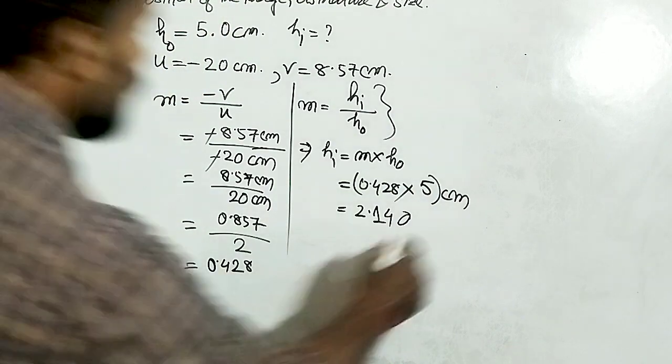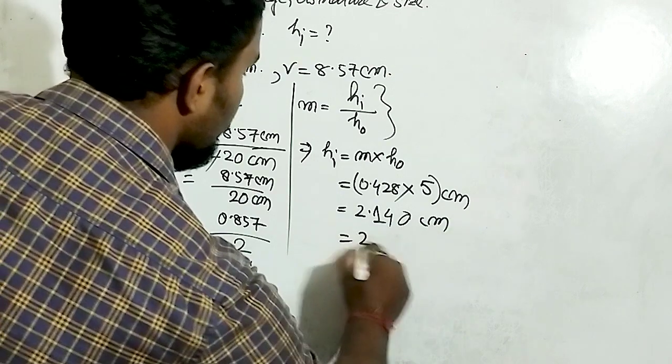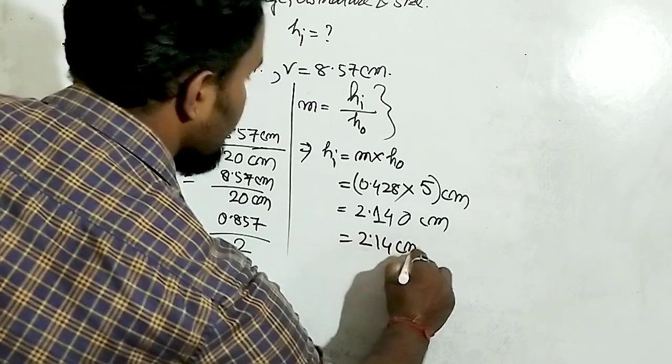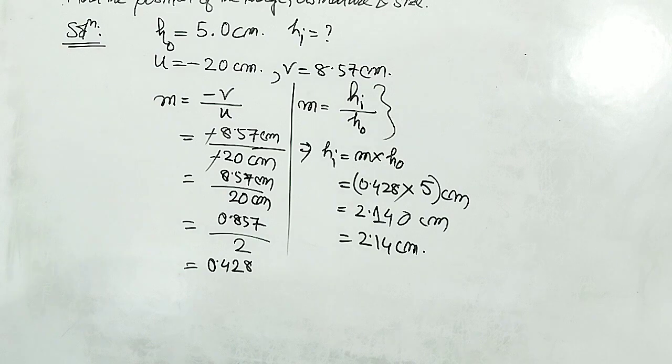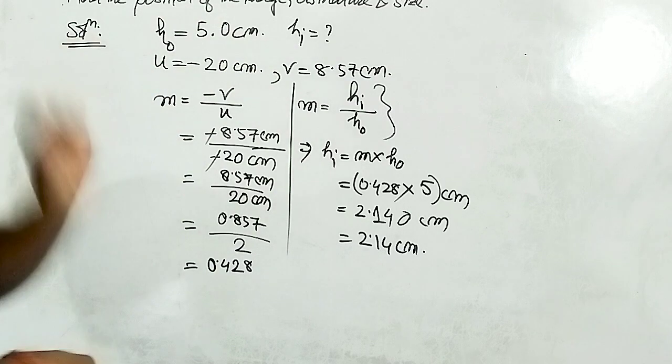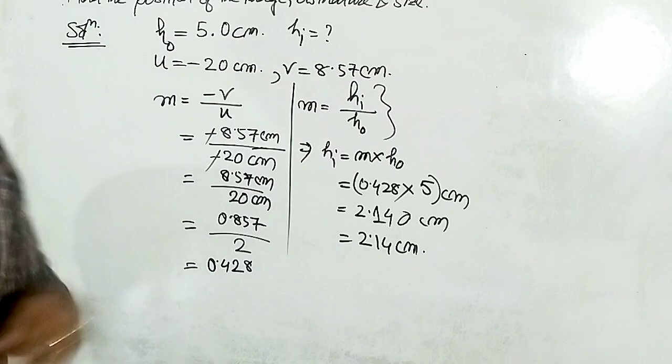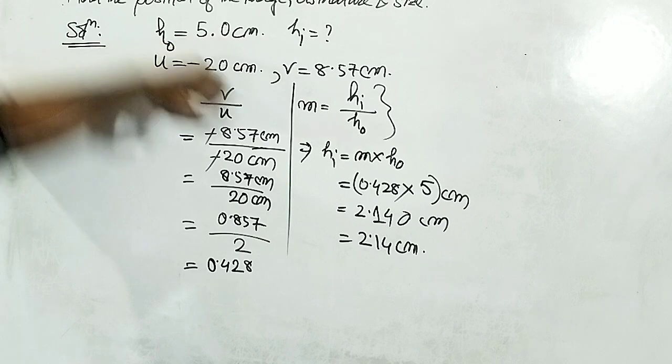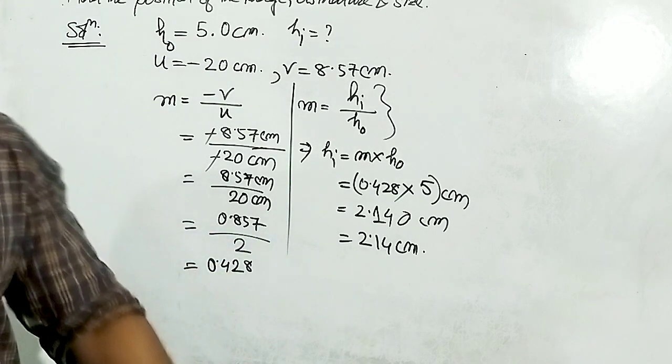2.140. That means we can write simply 2.14 centimeter. Clear? So we got the image height as 2.14 centimeter. Now, what is the size? The size will be diminished compared to the object, because object height is 5.0. It is almost half the object size, right?